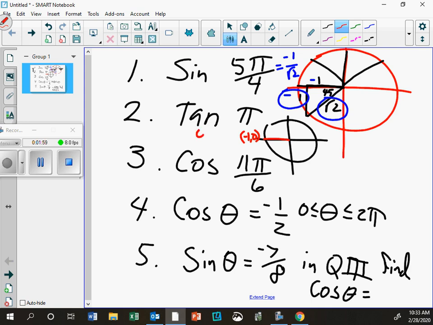Is 0 over 1 even legal? Yes, it is. So the answer is 0. If they said undefined, they are wrong, and they're going to lose the point. 0 divided by 1 is okay. It's 1 divided by 0 that's not.